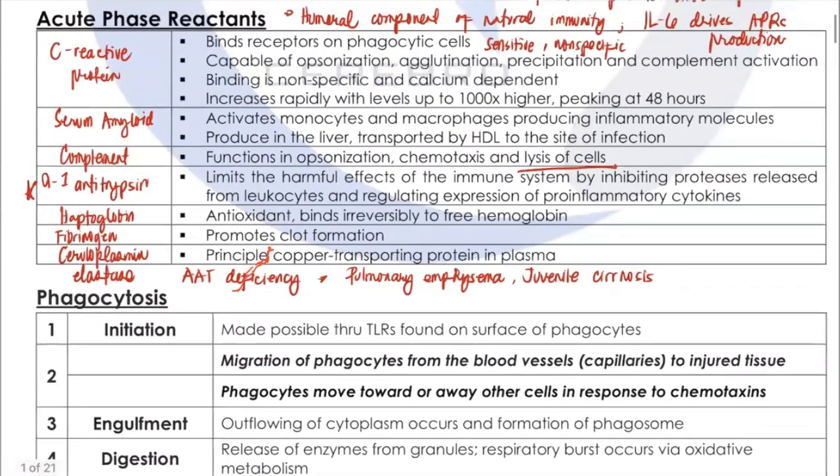Again, majority of them are proteins. Actually proteins yan silang lahat. They are increasing whenever there is inflammation. Pero take note that not all proteins are acute phase reactants. Okay? We have proteins that are decreasing their level whenever there are inflammation, no?